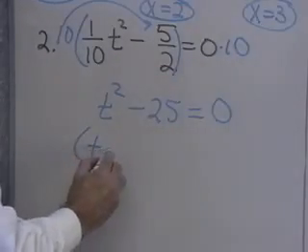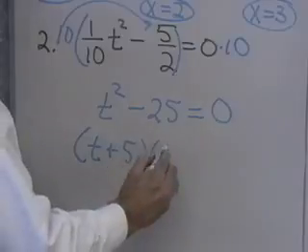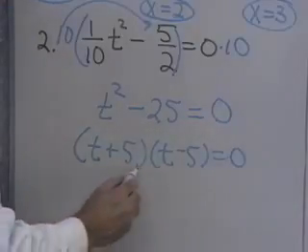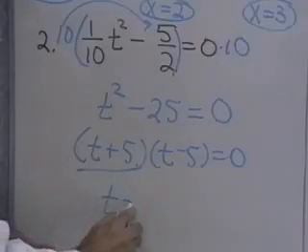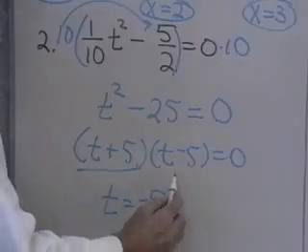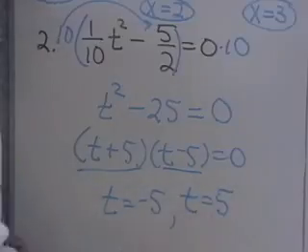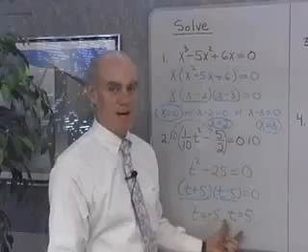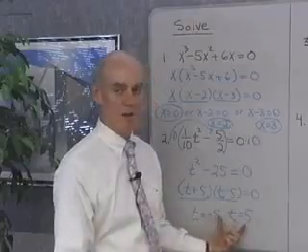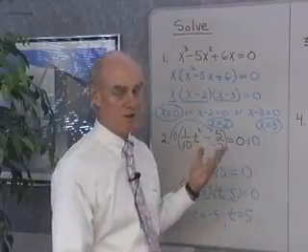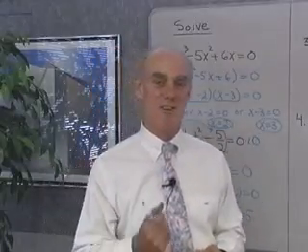Now factoring, I have t plus 5 times t minus 5 is equal to 0. If I set this factor equal to 0, I get t equal negative 5. If I set this factor equal to 0, I get t is equal to positive 5. So two solutions, 5 and negative 5. If I take either one of these numbers, replace t with them in the original equation, you'll see I'll get a true statement. Here's our next equation.